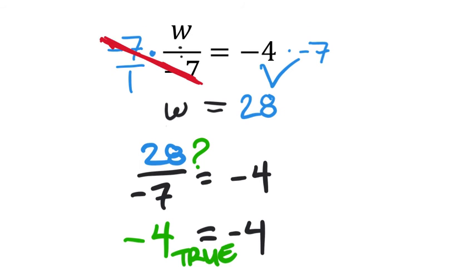Okay, so now I know that w equals 28 would make that original equation a true statement. I can't emphasize this enough. If I got something other than 28, when I go to check this, I would see that -4 would not equal this -4. That would give me a false statement if I did anything but 28 right here, okay?